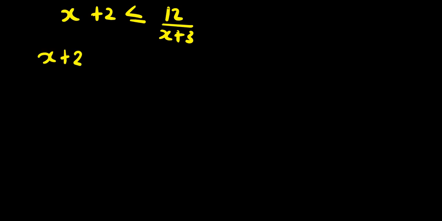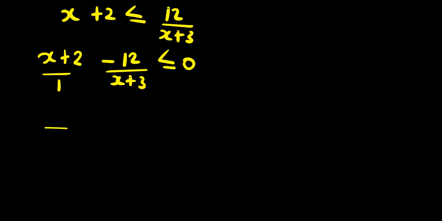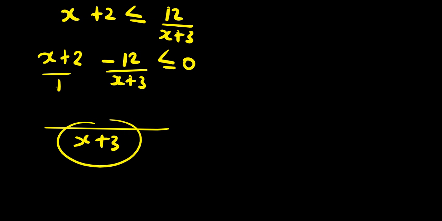So we have x plus 2 less than or equal to 12 over x plus 3. Let me just do the way I was saying. When I take this one to the other side, it will be negative 12 over x plus 3. The inequality is still intact, compared to 0. I'm going to put a 1 here, then merge these fractions, so over x plus 3.